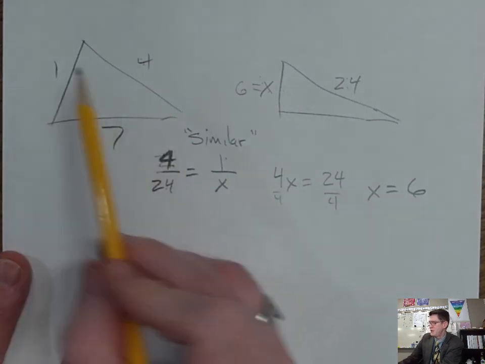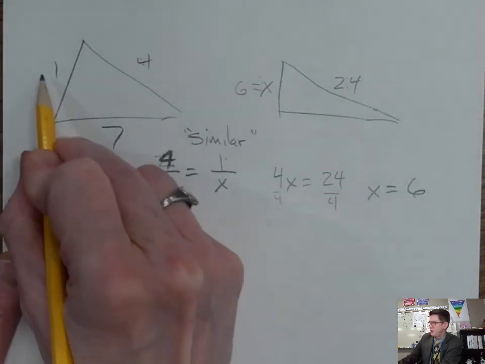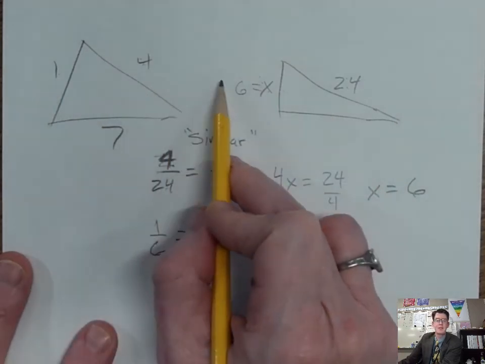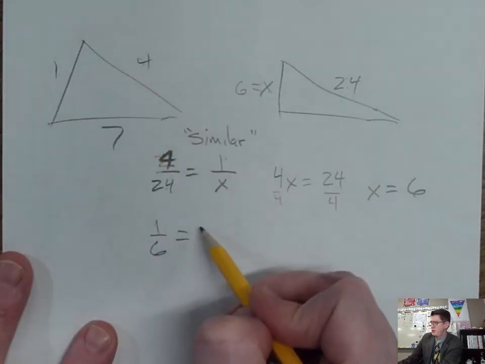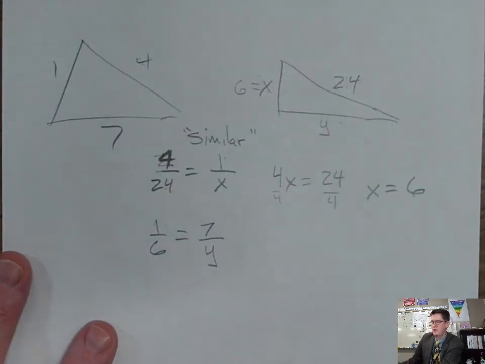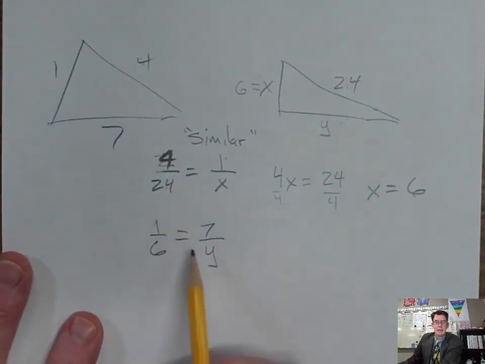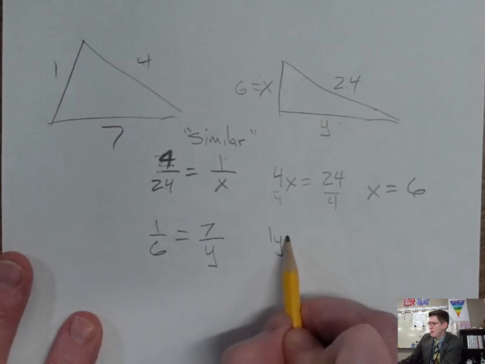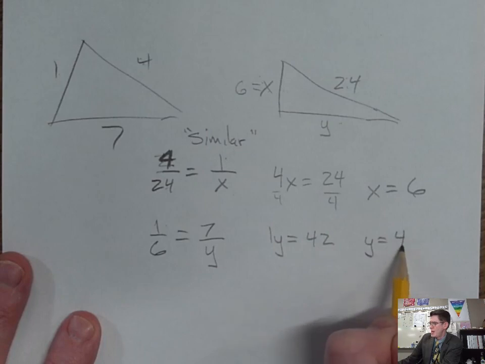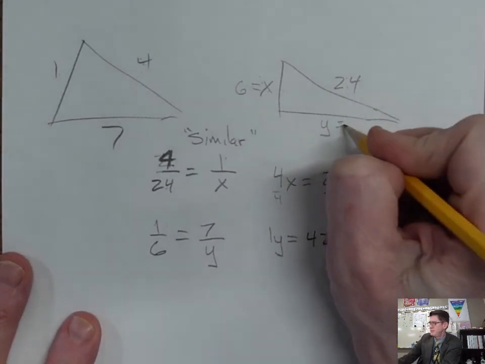then I know that 1 is to 6, and if I wanted to even find this one, 1 is to 6, so then I can do 7 is to this one right here. I'll call it Y. 7 is to Y. And you can cross multiply: 1 times Y, 6 times 7 is 42. So that means Y is 42.